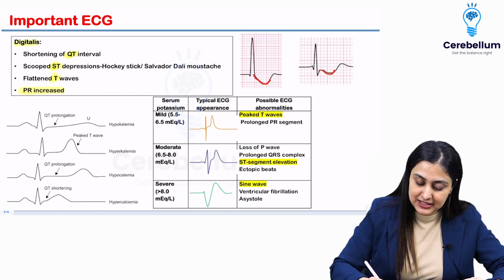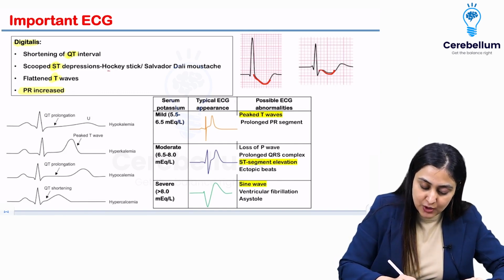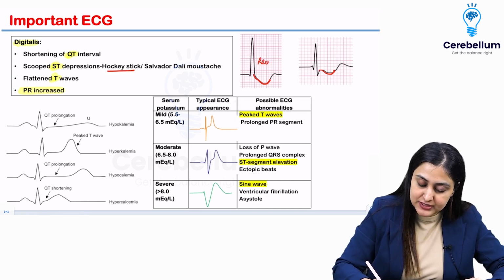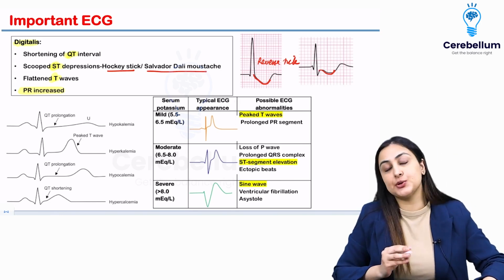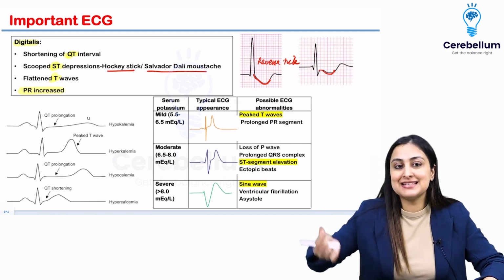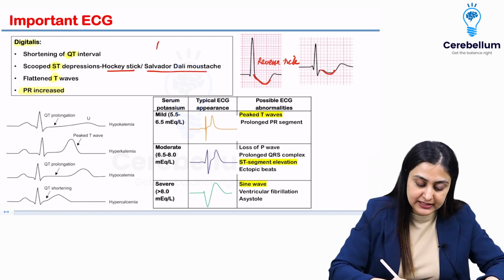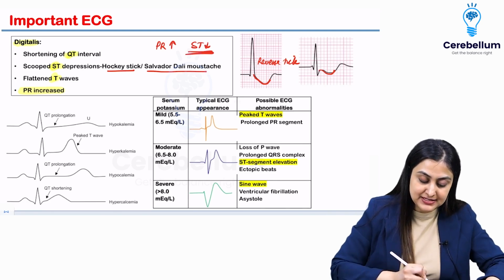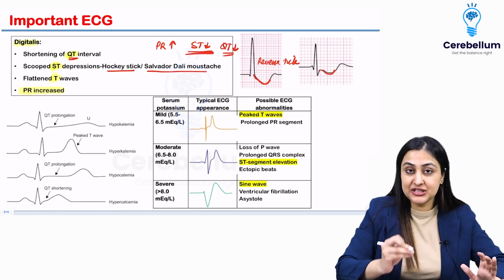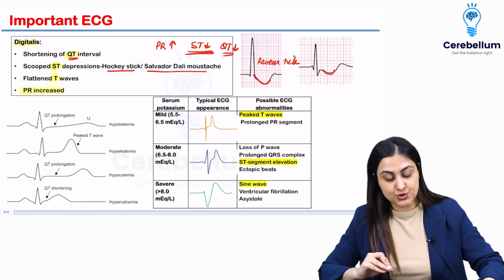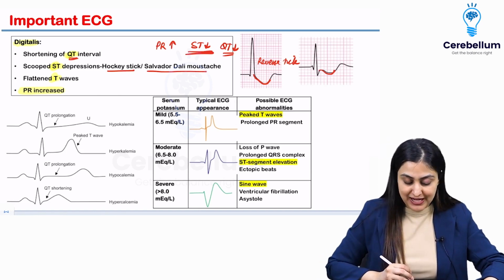So this is digitalis, and here this is known as a hockey stick, or somebody also calls this a reverse tick mark or a Salvador Dali mustache sign. These are all the signs that you have with digitalis, the ST segment depression. So two important things we have learned here: PR increases, ST gets depressed, QT is shortened. So anything with a T in digitalis is reduced. Fine. Now let's go to potassium changes.